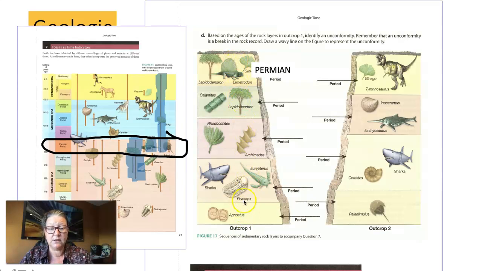What they're asking you is to look at outcrop 1 once you've completed all the period names and see if there's a big jump. And I'm going to give you an example over here. So let's say that this rock unit here with the shark and that little ammonite looking thing, let's say this is Triassic in age. And then let's say this one down here is Cambrian, way down here. So we have a bunch of missing time. Now, these are not the right answers, but so you draw a wiggly line to show an unconformity. So that's what they're asking.